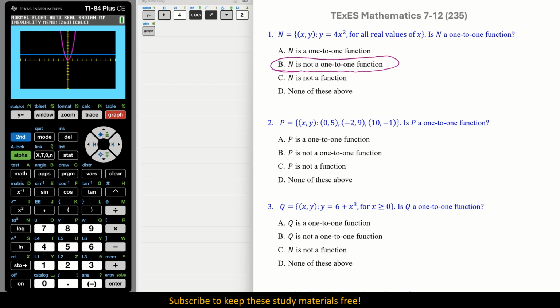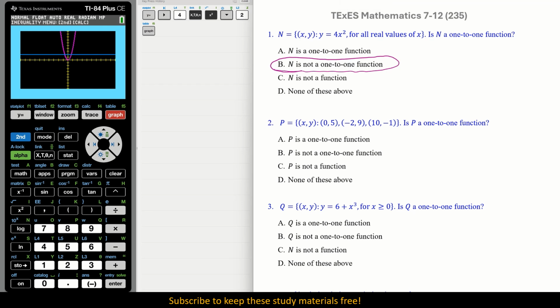Let's go to number 2. P equals, now this is different notation. This is a set of the actual ordered pairs, and we have 3 of them. Is this one-to-one? Okay. Well, first we need to say, is it a function?